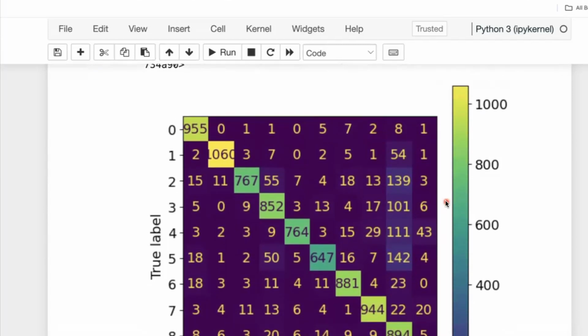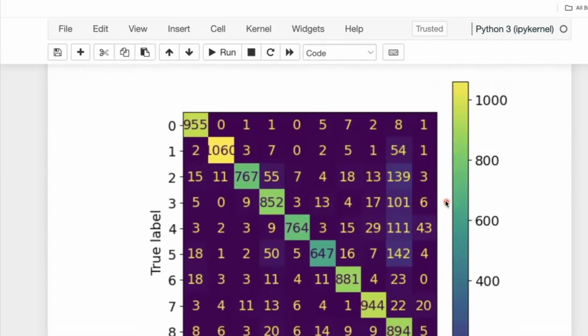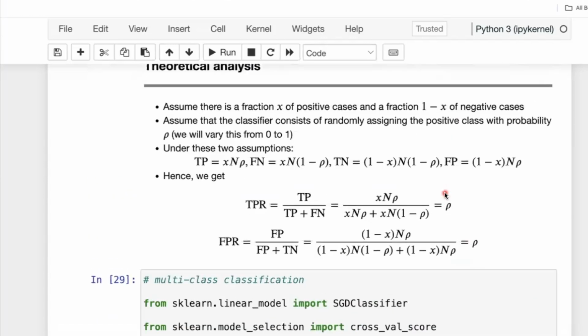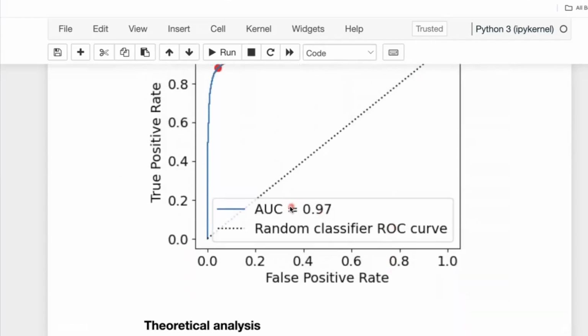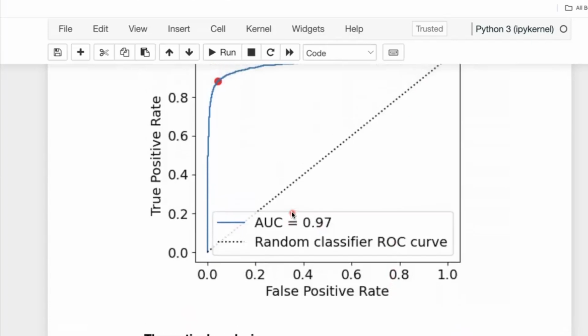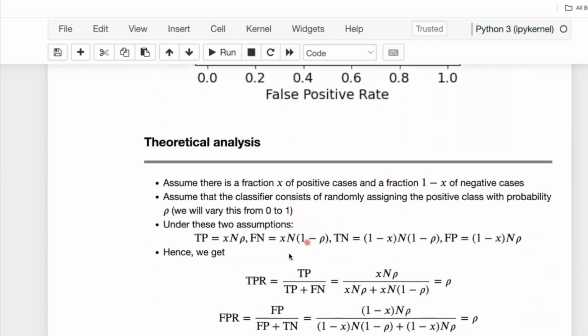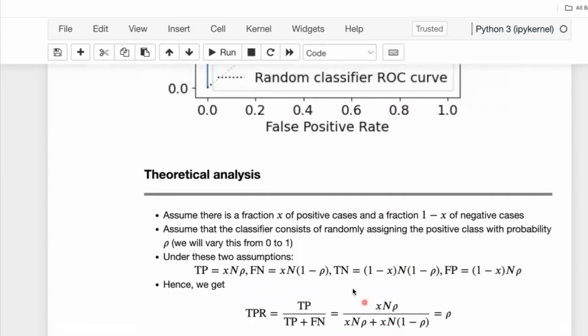So with this, we have covered decision boundaries, confusion matrices, precision recall curve, and ROC curve. And also now we know why this 45-degree line in the ROC curve corresponds to a random classifier. So we do have a mathematical analysis of that. And I hope you found this video helpful.